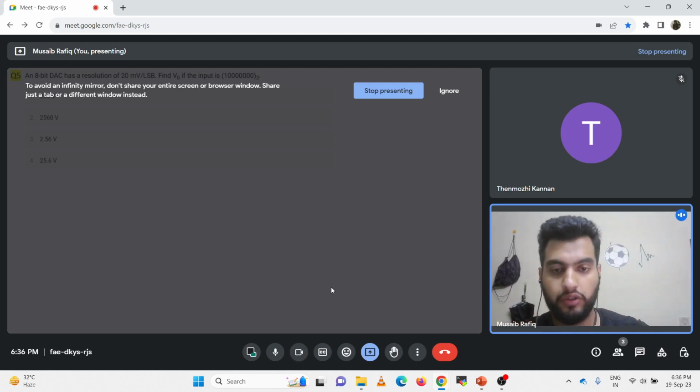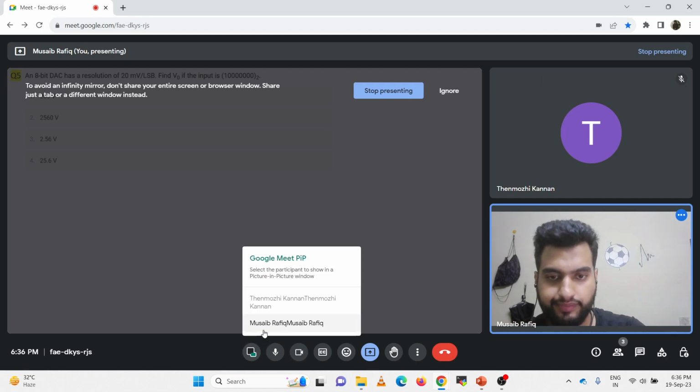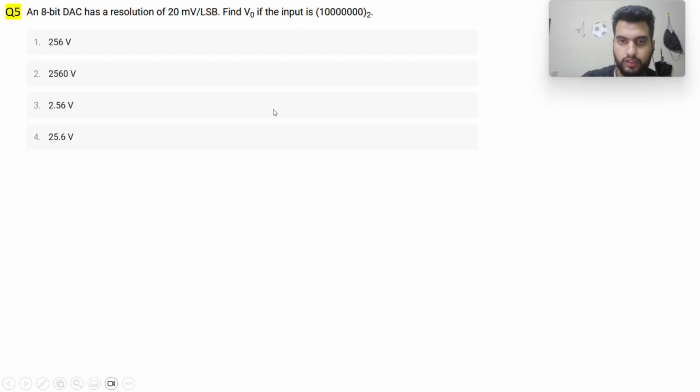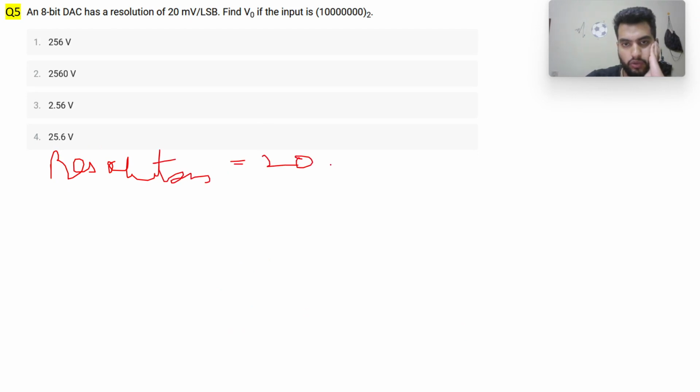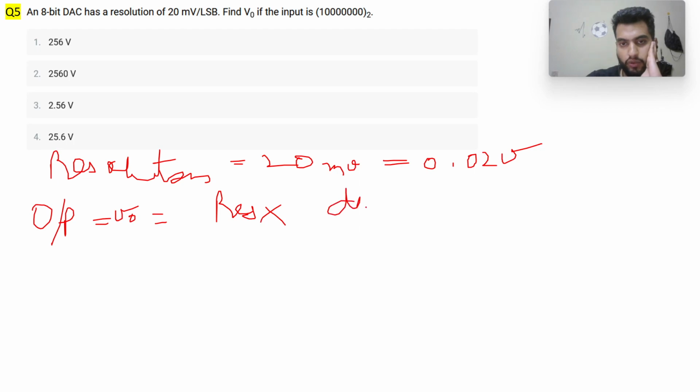So did you get an idea how to do it? Now let me show you. What we have here is a resolution. This is the only thing available to us. This resolution is 20 millivolt, that is 0.02 volts. Now you need to find the output of the DAC. The output of a DAC, that is V naught, is equal to the resolution times the decimal equivalent of the digital input.